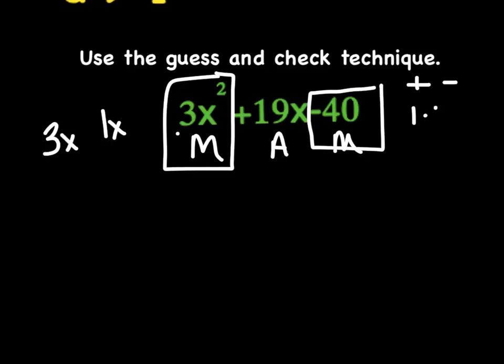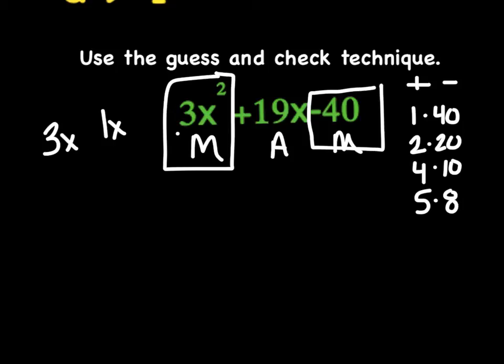So let's list them out. You could go 1 and 40, 2 and 20, 4 and 10, 5 and 8. Now here's the difference, guys. You're not adding to 19. Let me say it again. You are not adding to 19. Even though I put an add there, we're not adding to 19 because this 3 in front throws everything off.